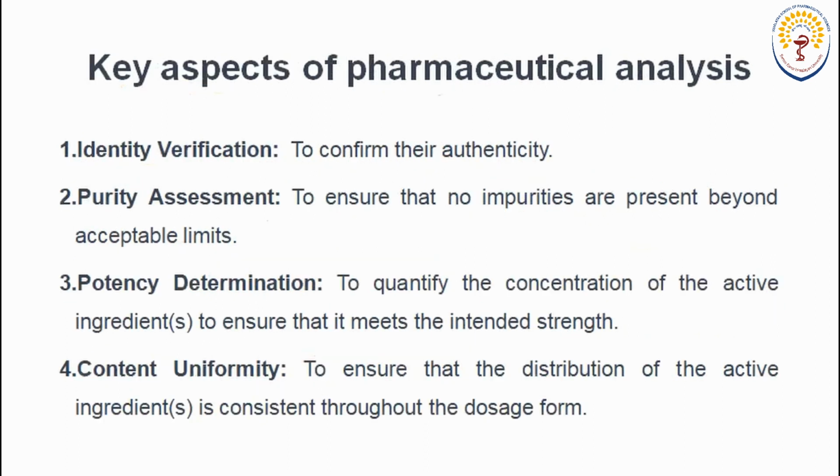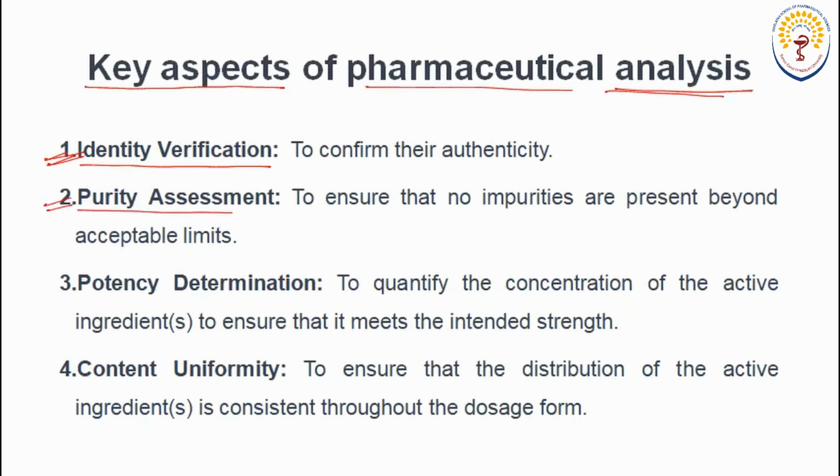Moving on to our next slide, we are learning the key aspects of pharmaceutical analysis. It means that we are learning why we are doing pharmaceutical analysis. The first point is that we need to identify or verify something. In pharmaceutical analysis, we are identifying a pharmaceutical product, a drug molecule, or something present in the sample. We need to confirm their identity. That is why we are performing pharmaceutical analysis.